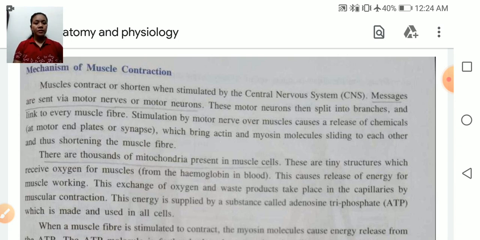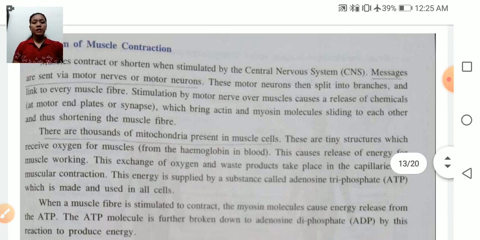First, messages are sent via motor neurons. Motor neurons split into many branches, and each branch is linked to every muscle fiber, attached to each and every muscle fiber. When the motor nerve is stimulated, it releases the chemical over the muscle fibers, which makes the actin and myosin molecules slide over each other, therefore it leads to shortening of the muscle fiber.